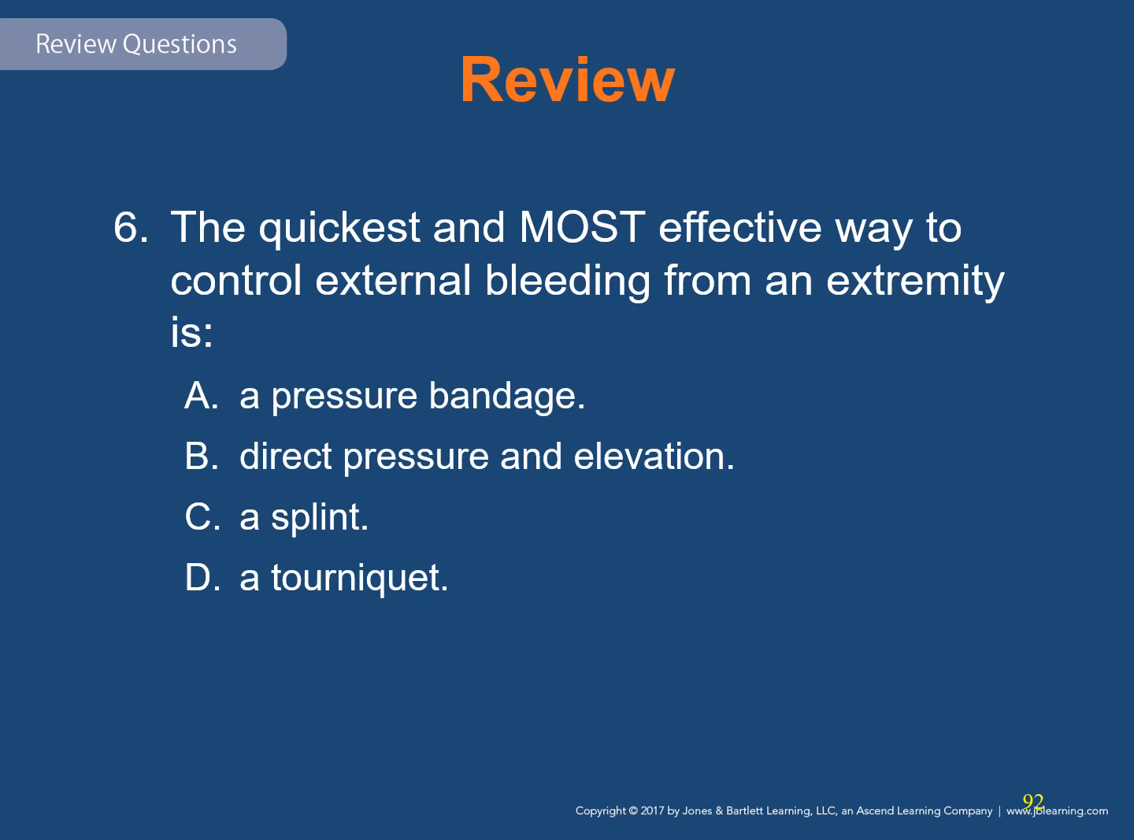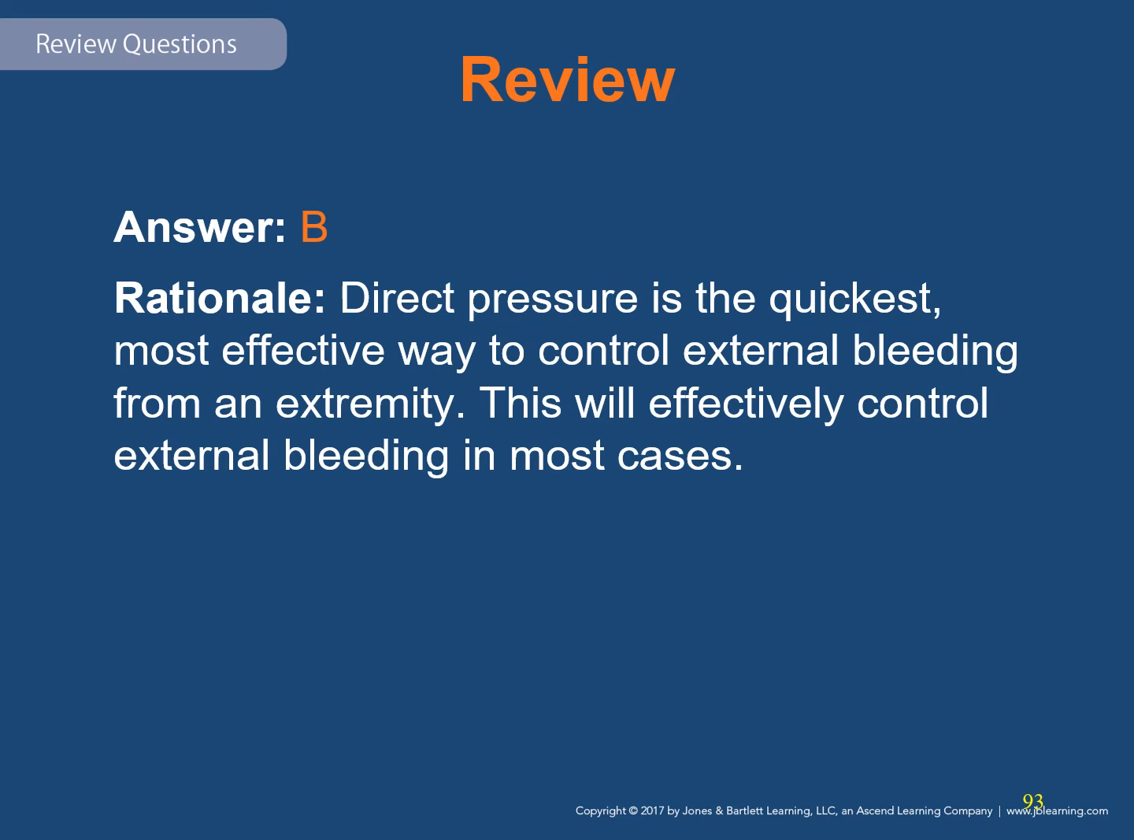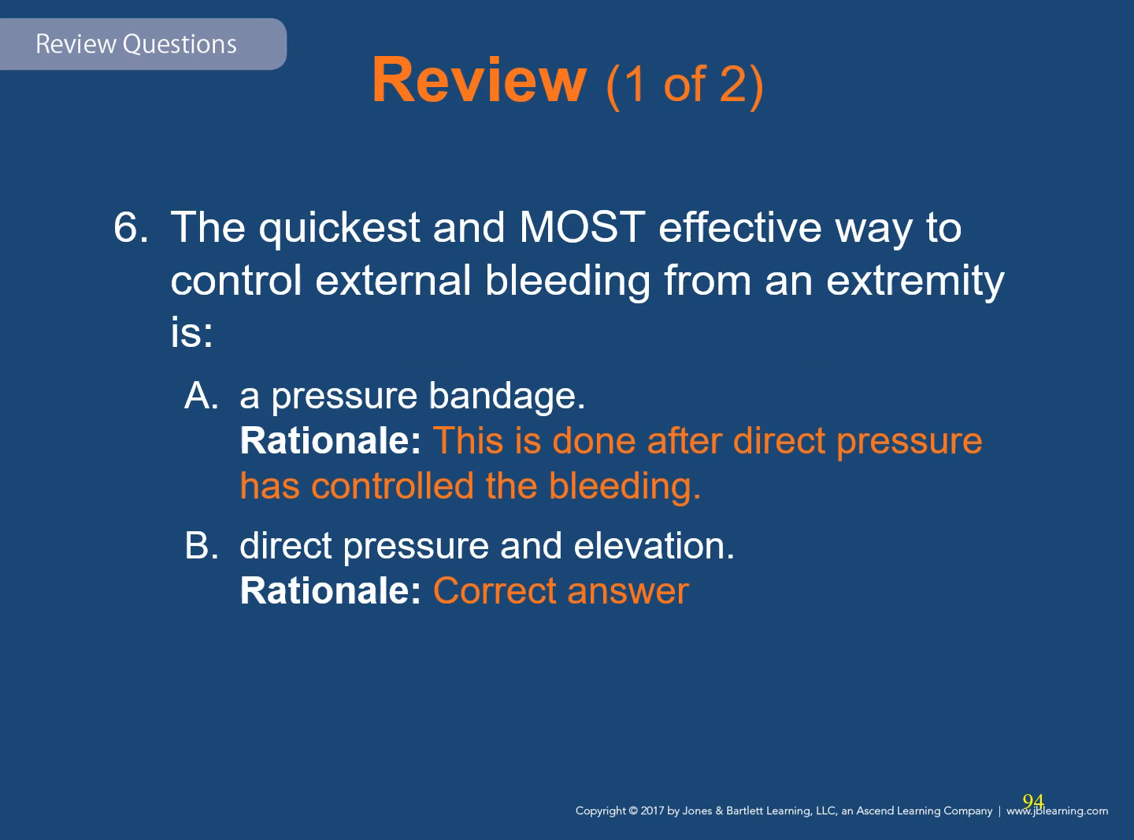Review question 6. The quickest and most effective way to control external bleeding from an extremity is A. A pressure bandage, B. Direct pressure and elevation, C. A splint, or D. A tourniquet. The correct answer is B. Direct pressure is the quickest, most effective way to control external bleeding from an extremity. This will effectively control external bleeding in most cases.